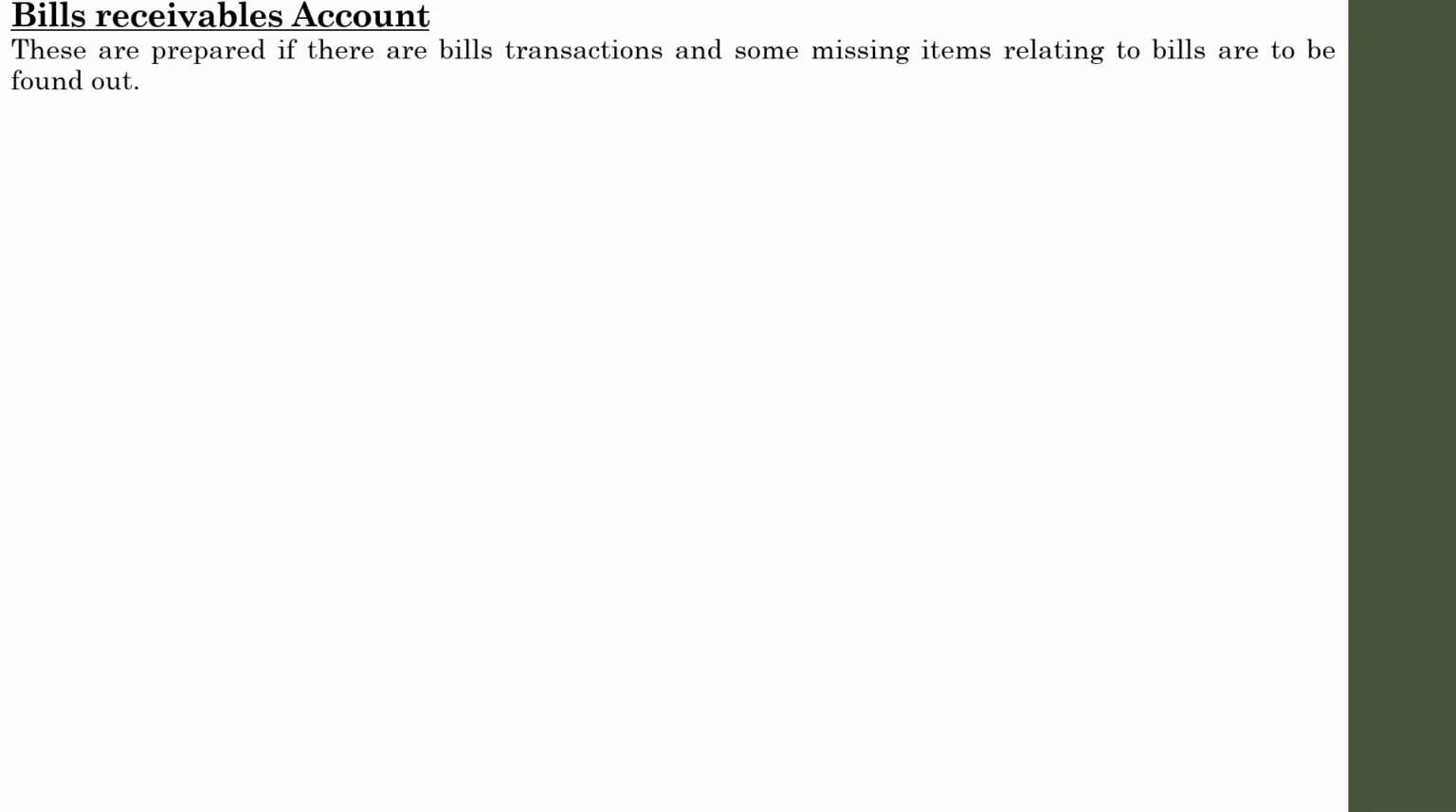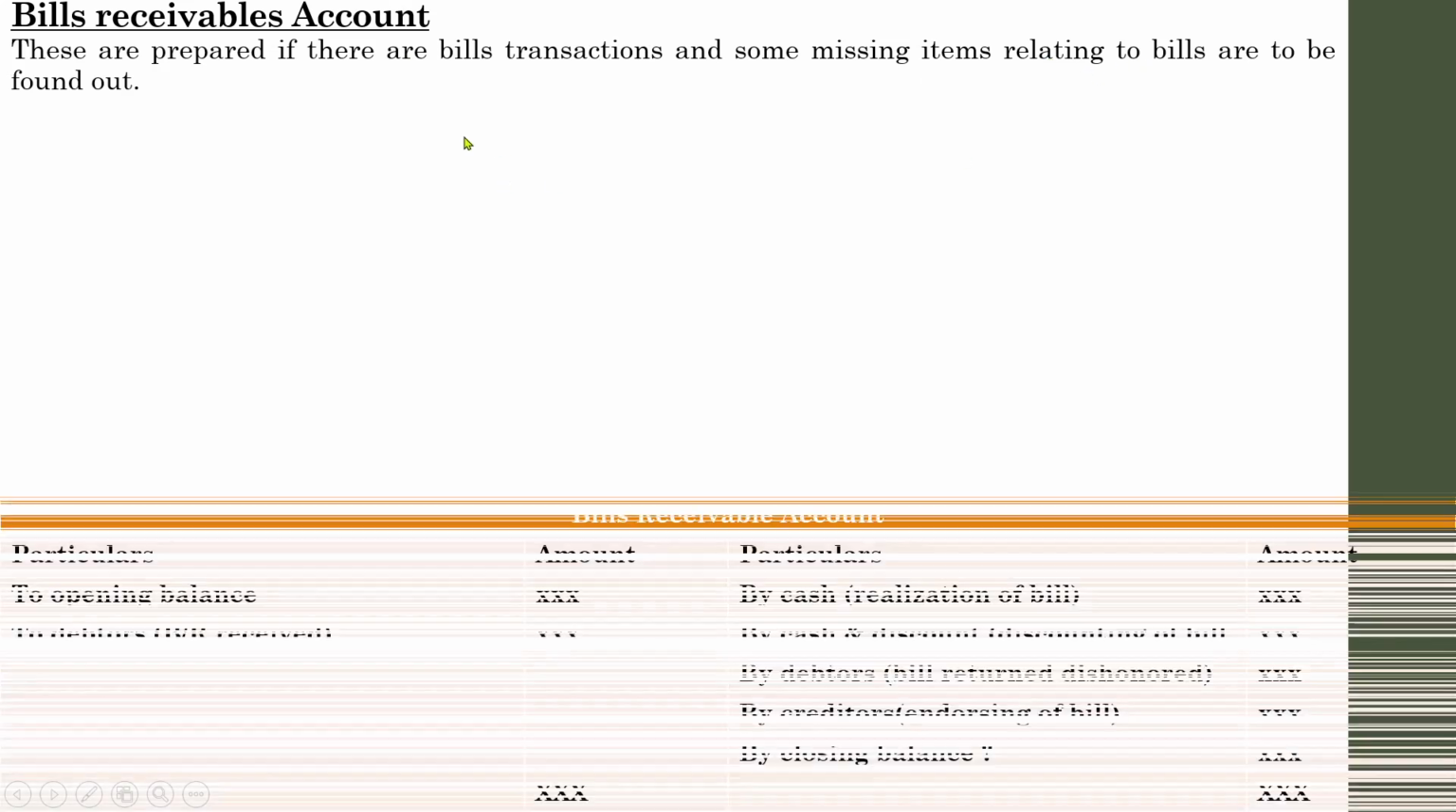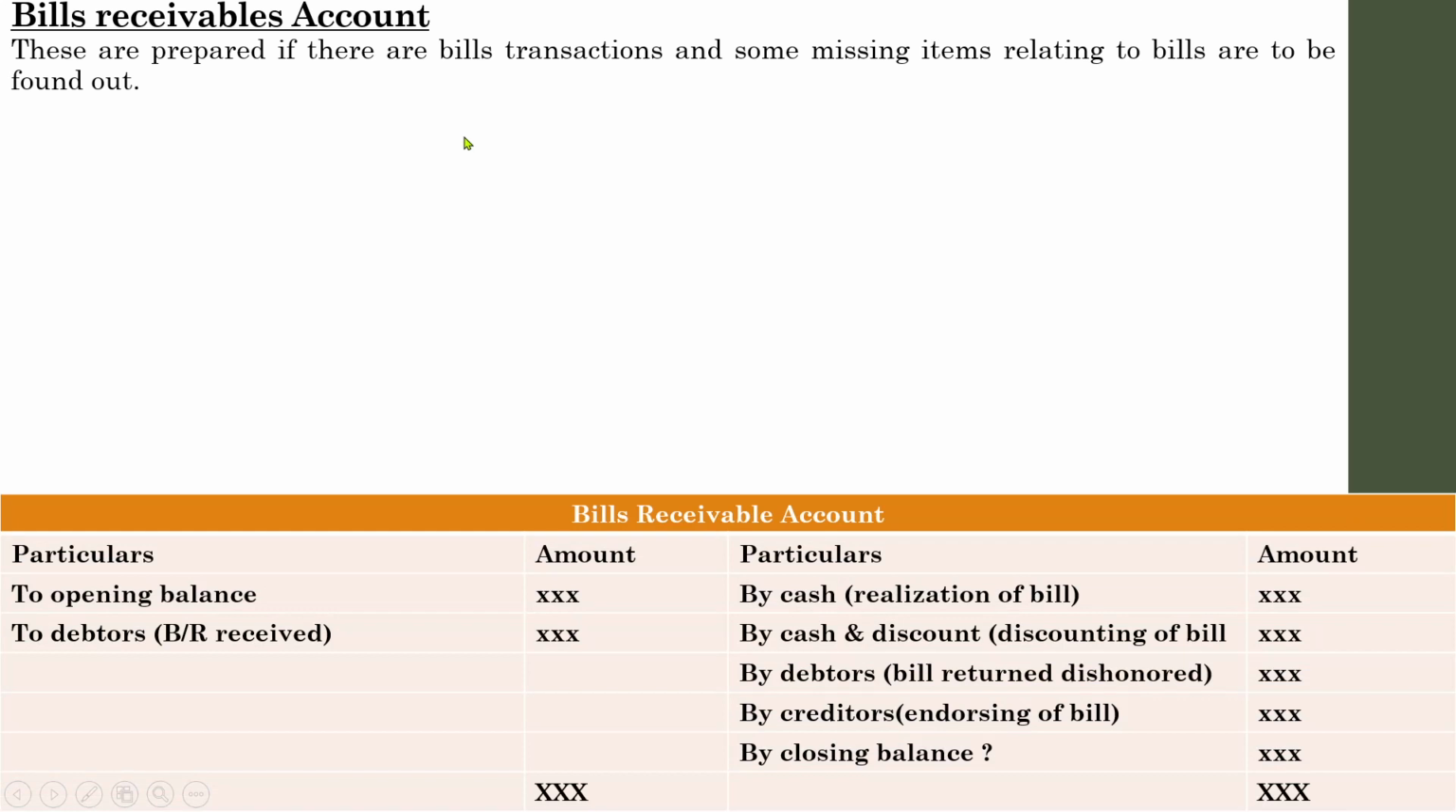Any of the items may be missing. That depends upon the nature of the question. Anyway, the pattern will be the same. So bills receivable account is prepared to identify the transactions regarding various bills and so as to identify any of the missing figures relating to the transactions of bills. This is the format of a bills receivable account.